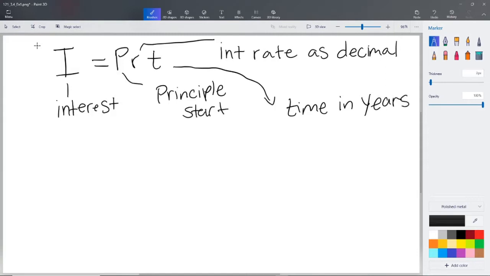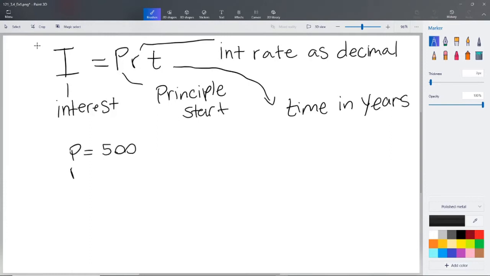So in example 1, it says, if you deposit $500 in a bank account paying 6% annual interest, how much interest will the deposit earn in 4 years if the bank computes the interest using simple interest? All right, so let's put down what we know. We know that $500 is the P value. That's what we're starting with.